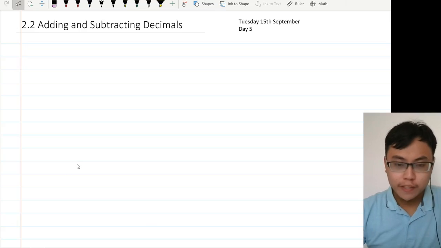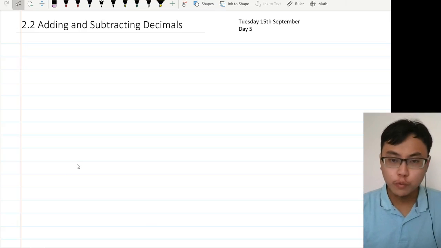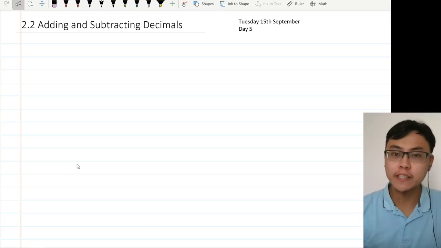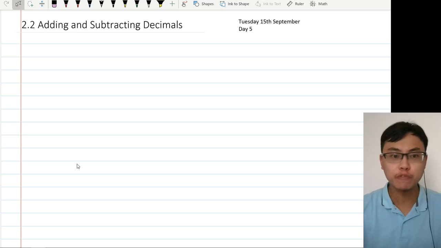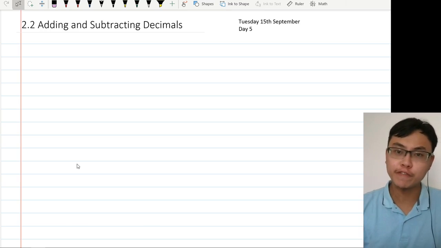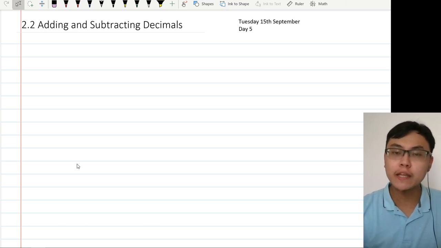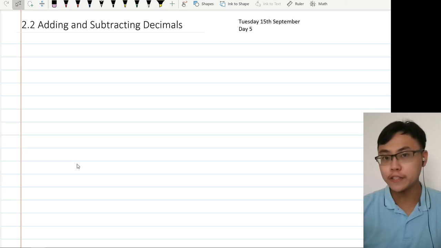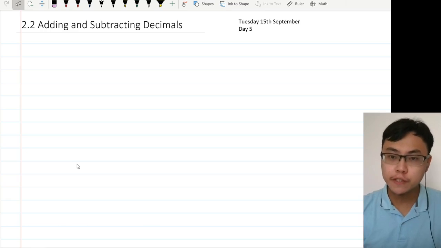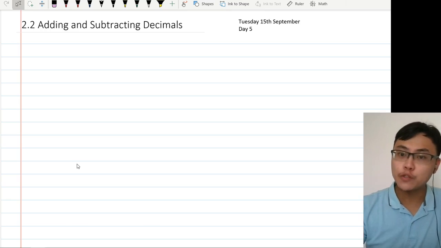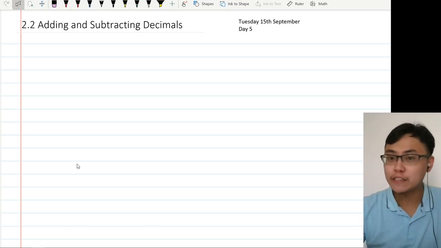Hi, grade 8. In this lesson, we're moving on to 2.2, which is adding and subtracting decimals. I know we've done this before in previous years in grade 7, grade 6, and even grade 5, but let's practice and make sure that we are all on the same page and at the same difficulty. We're going to start off by doing some examples of adding and subtracting decimals.